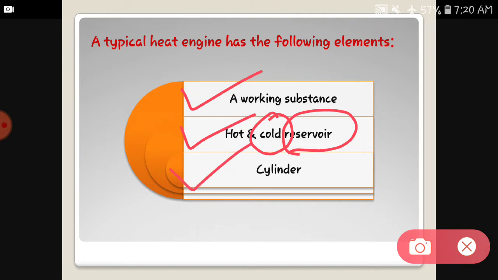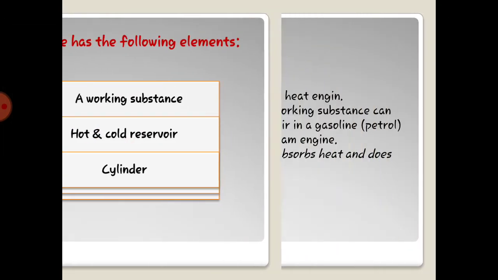Obviously, when we are dealing with any kind of working substance or system, it has to be enclosed in some kind of apparatus, and that is nothing but a cylinder. So this all is enclosed in a cylinder. This is the third element of a heat engine. First is the working substance, second is the hot and cold reservoir, and third is the cylinder. Let's move towards the next slide.